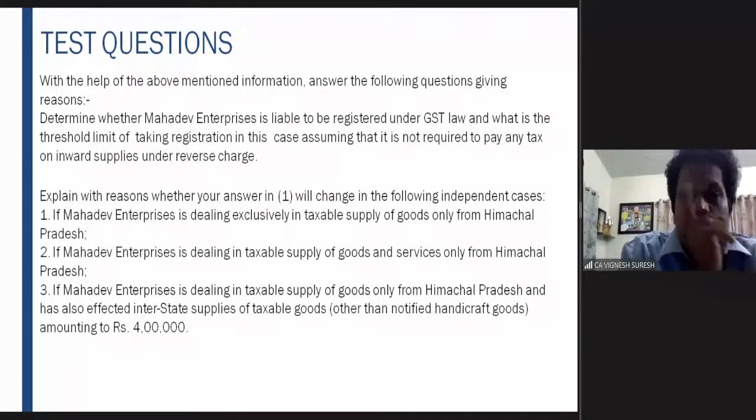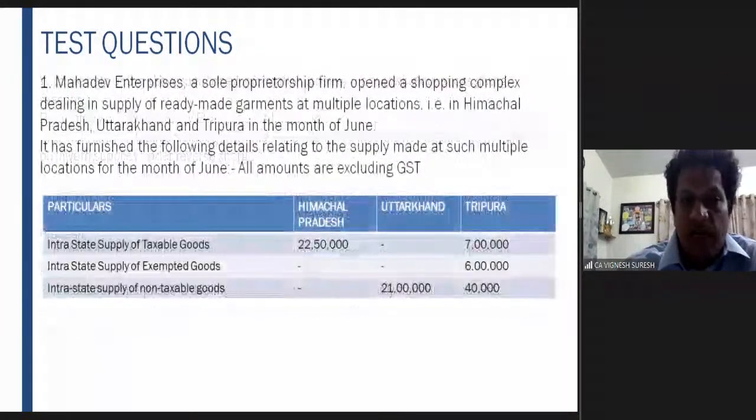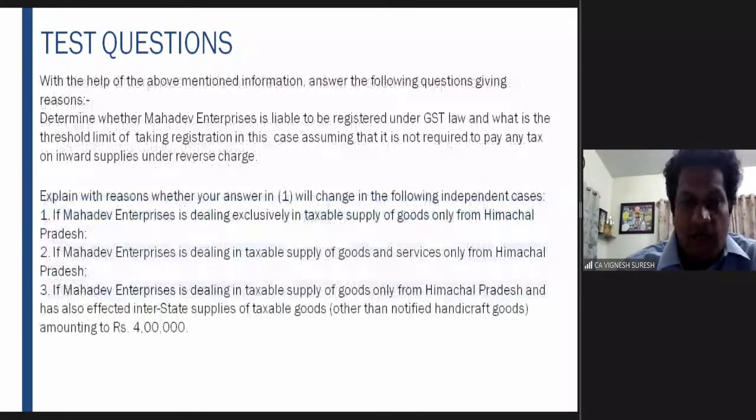So the first question is whether Mahadev Enterprises is liable to be registered. What is the threshold limit for taking the registration? This is the first question. Second one, with reasons you have to explain if your answer will change in the following independent cases. Number one, if Mahadev Enterprises is dealing exclusively in taxable supply of goods only from Himachal Pradesh. That means forget about all the other things. He has only intrastate supply of taxable goods in Himachal Pradesh.